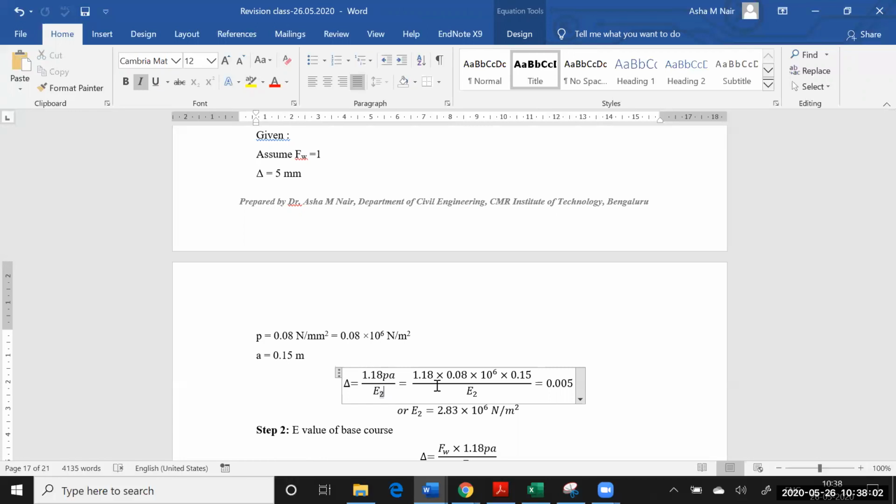Okay, so from this you will be getting the value for E2. So this is the modulus of elasticity of the subgrade. In the previous problem we have done, this value was already given, E2. Suppose E2 is not given, this is the approach you have to follow.